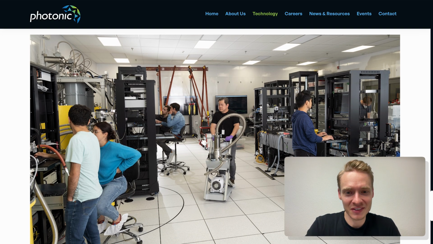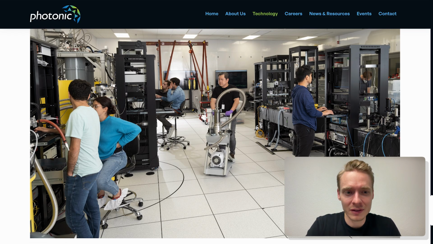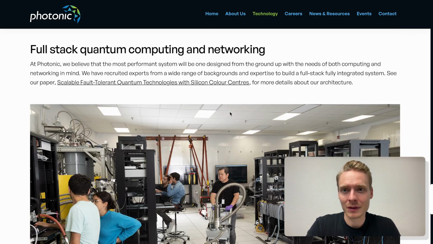And then we see some pictures here from the lab. So we see somebody carrying around, I think, what looks like a turbomolecular pump for a vacuum setup. We see some cryogenic setups over here with cryostats. There are some optics tables, I think, over here with some additional setups, and a lot of scientists around. And then again, there's the link to the careers page.